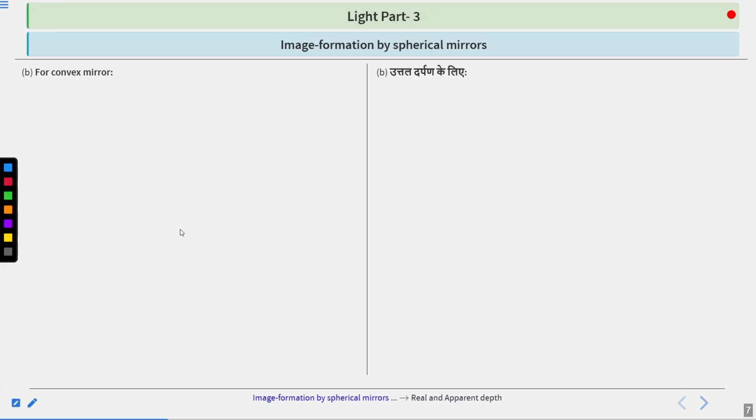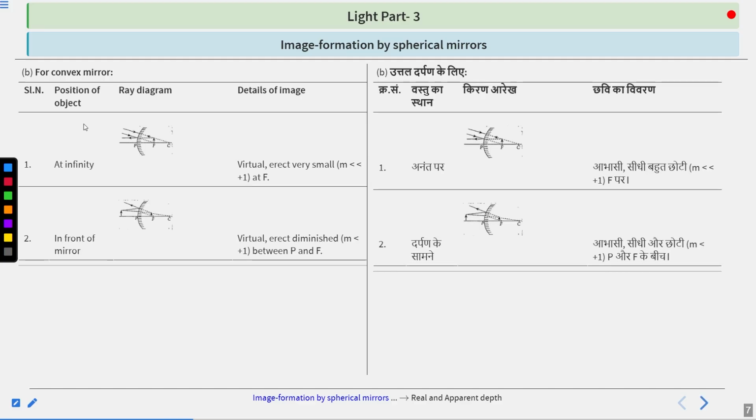Now let's have a look at image formation by a convex spherical mirror. Again, there are a number of cases: position of object, ray diagram, details of the image. First, when the object is at infinity. So for example, the object is here. First ray coming like this, striking and going like this. Second ray coming like this, striking and going like this.